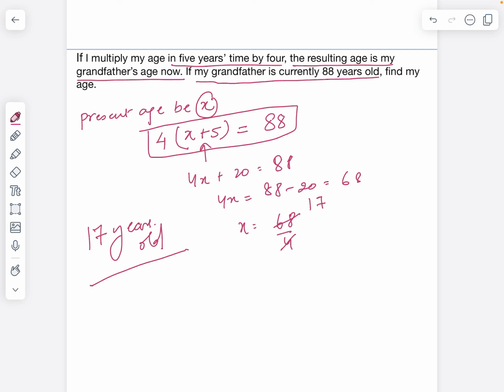These age questions always give you clarity, and the blood relation questions also give you clarity on how to proceed in the word problems section. So the more questions you practice, the more you will be ahead of the crowd.